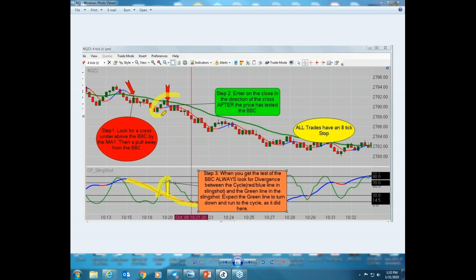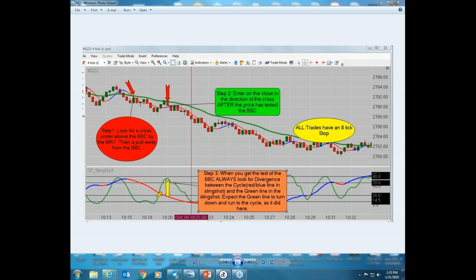As long as we see this kind of price action against the BBC, this is normal. This is what we expect to happen. As soon as we get short on that close, we expect this green line to ultimately come down and get into the cycle or touch it. This is all the normal stuff we expect to happen. In doing so, the market will make a new pivot low, and this is where we get the heck out of Dodge, when this green line comes into the cycle and touches it.